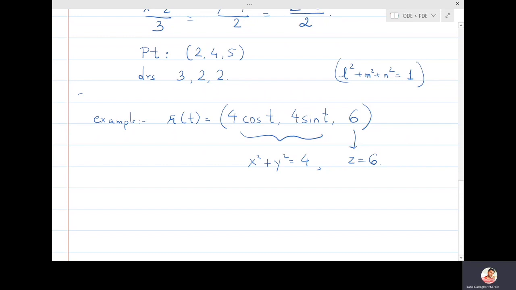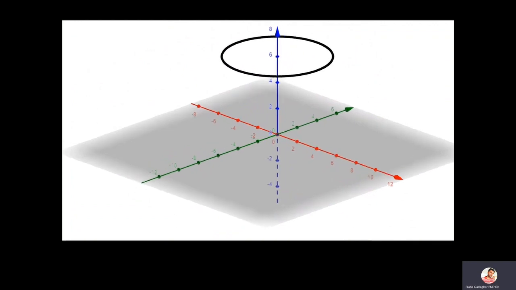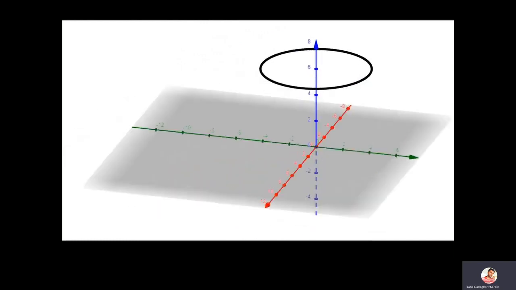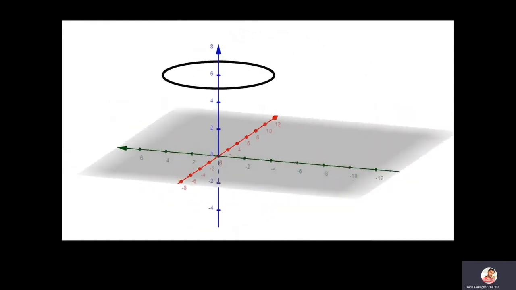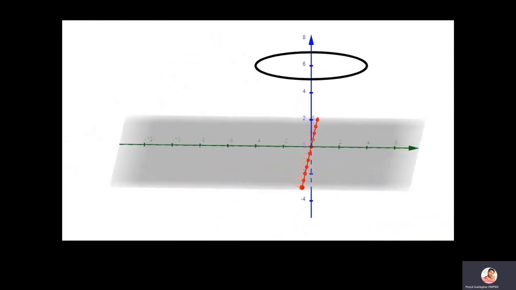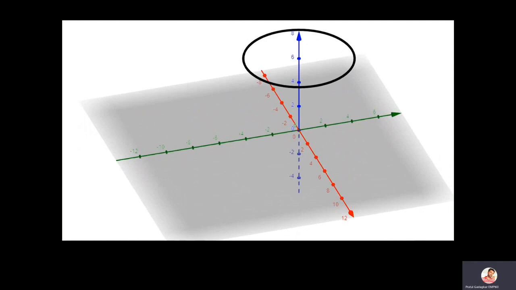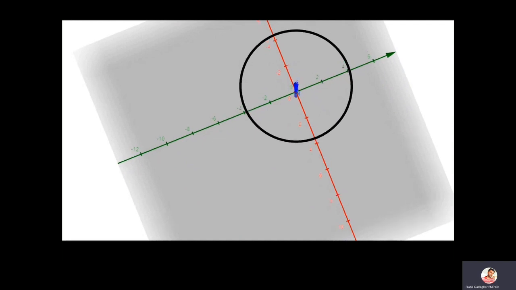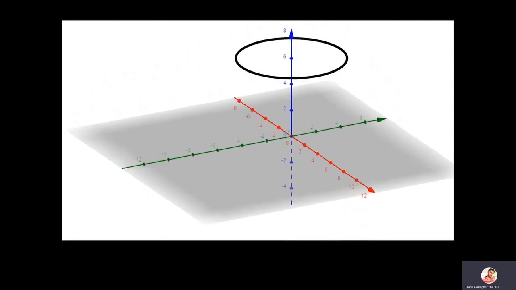So this should basically look like a circle. You see, this looks like a circle as I'm showing you here. This circle is x squared plus y squared equal to 4, and it is at the height z equal to 6. So this is the curve in the three-dimensional space that we have written. If you want, we can also see it from the other side. It is at height 6. I can also show you the top view. The top view is the circle x squared plus y squared equal to 4. So this is a curve in a three-dimensional space.